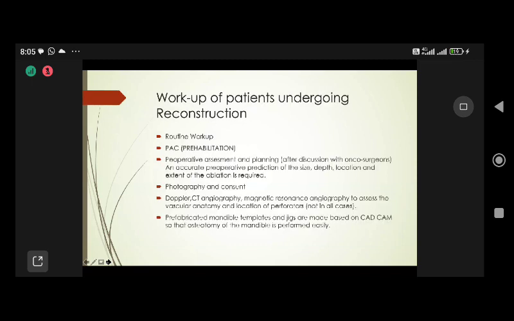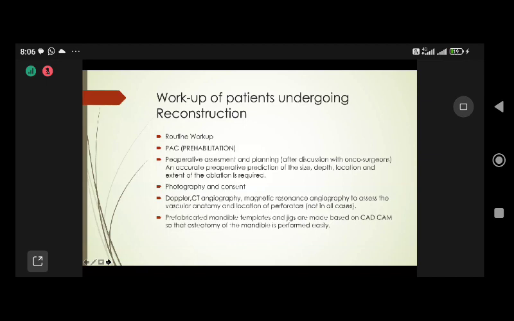Now the workup of a patient undergoing reconstruction. Routine workup includes all kinds of blood tests, ECGs, and chest X-rays. Then we show this patient to the anesthetist for a pre-anesthesia checkup. Now we use the term prehabilitation. That means we show these patients not only to anesthetists, but to dietitians and physiotherapists also.